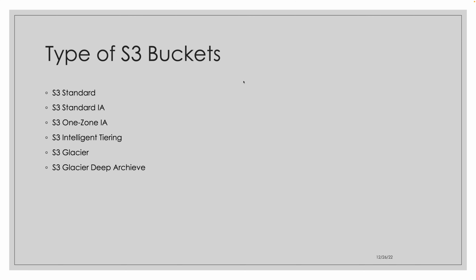Moving on, we have S3 Intelligent Tiering. This is ideal for data with unknown or changing access patterns, and it requires a small monthly monitoring and automation fee per object. Intelligent Tiering will change between S3 Standard IA, One Zone IA, Glacier, and Glacier Deep Archive depending on when you're retrieving the data and the patterns for it.